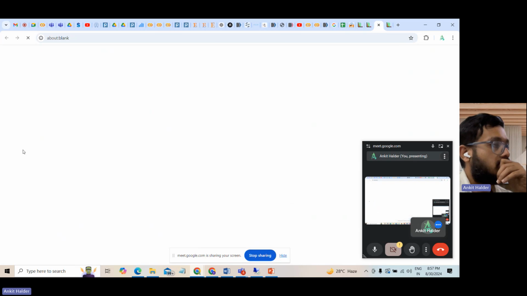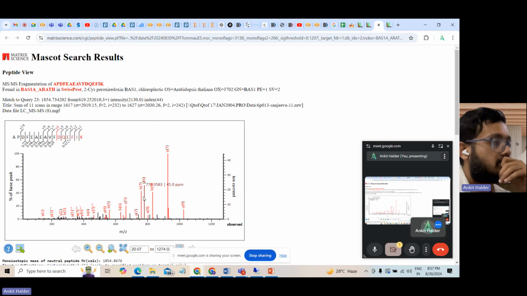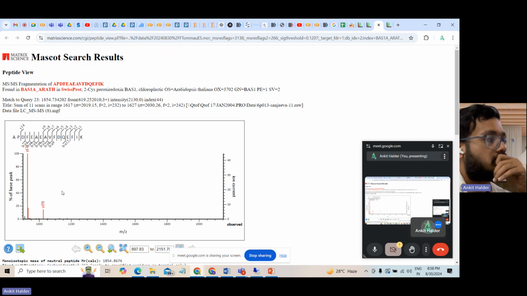So this again you can query here. You can see this is the number of spectrum ions that have been identified. You can see this is the ion.